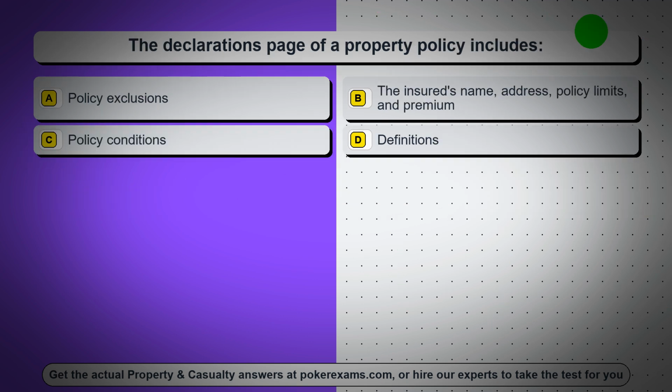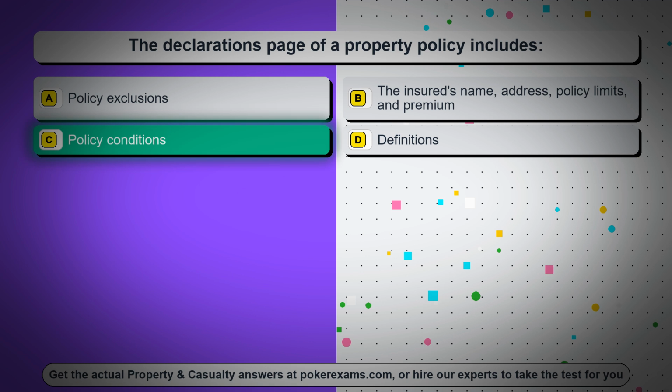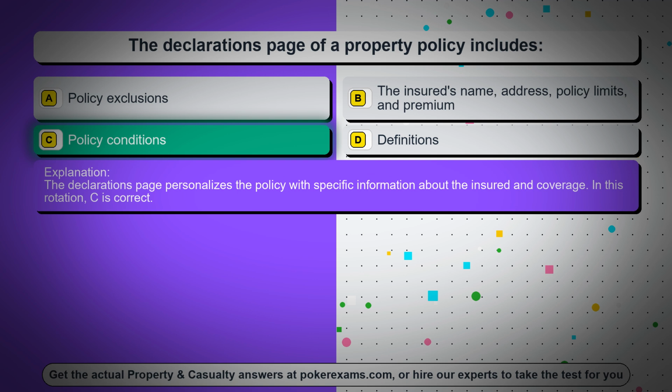Question 90. The declarations page of a property policy includes, Option A, policy exclusions. Option B, the insured's name, address, policy limits, and premium. Option C, policy conditions. Option D, definitions. The correct answer is option C, policy conditions. The declarations page personalizes the policy with specific information about the insured and coverage. In this rotation, C is correct.